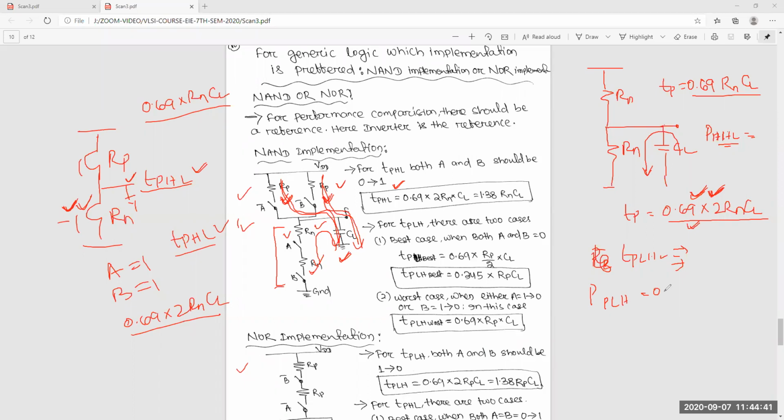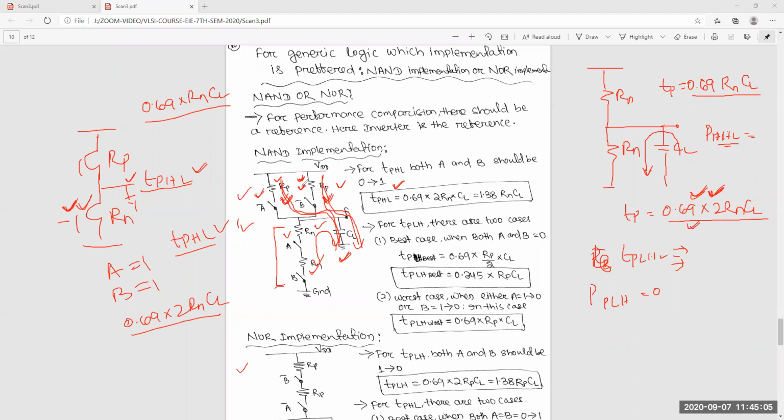Okay, so three cases will be there actually. Three cases means when both will be on, or any one, either this will be on or this will be on. So when both will be on, you can see this is parallel.